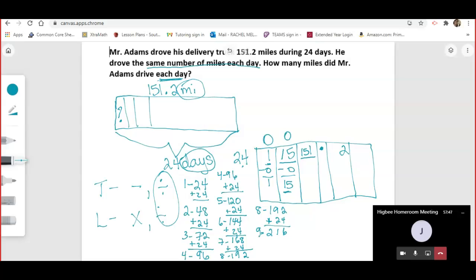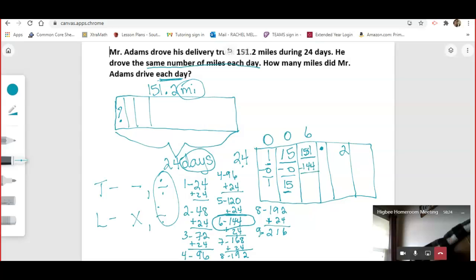This is why it's really helpful over here. Which multiple gets me close to 151 without going over? 144. Jalissa says it's this one. It's 6 groups. Do you agree? Yes, because if I go to 7 groups, then that's going to be too much. So I say 6 groups. And the good part is, since I've already done the work, I don't have to think about what 6 times 24 is because it's right here. So I'm going to take away 144.